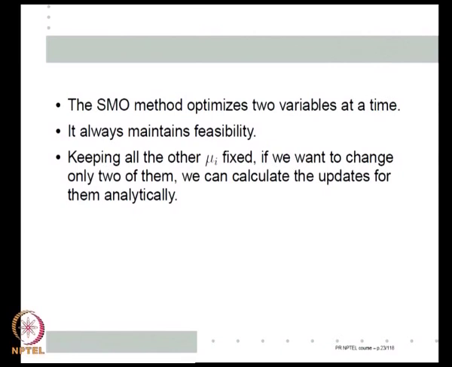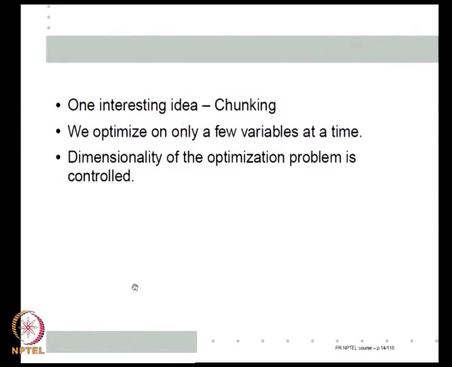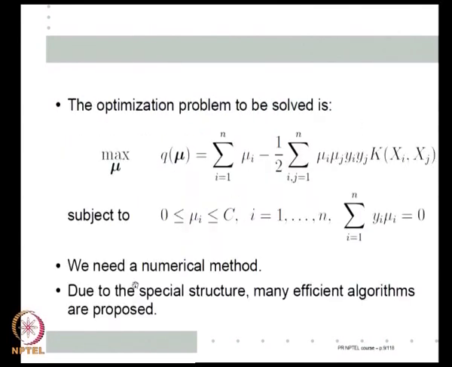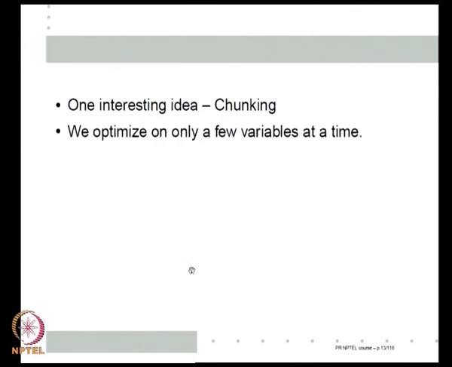Basically, what it does is keeping all other mu i fixed. If we change only 2 of them, let us say mu 1, mu 2 are being changed, so mu 3 to mu n are all kept fixed. Then in my quadratic form of the objective function, if I take away all the terms involving only mu 3 to mu n, then I just get some quadratic expression in mu 1 and mu 2. Now, that is very easy to optimize. I can analytically find the optimum with respect to those 2.